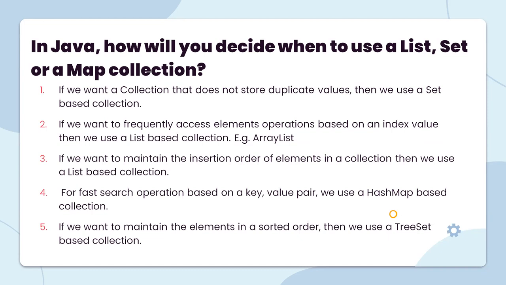If you want to maintain the elements in sorted order, then we use a TreeSet-based collection. So these are the five points, my perspective on when to use them. It totally depends on you. Next question.